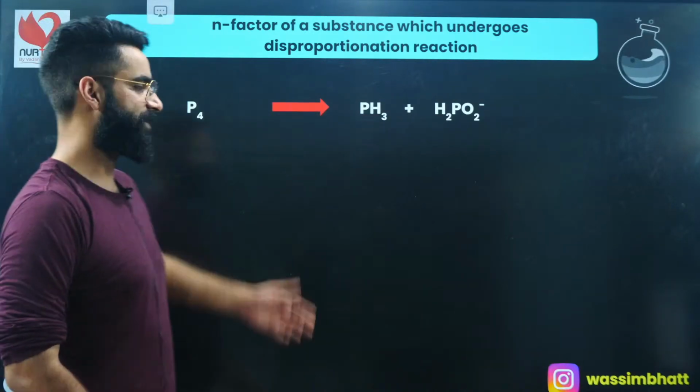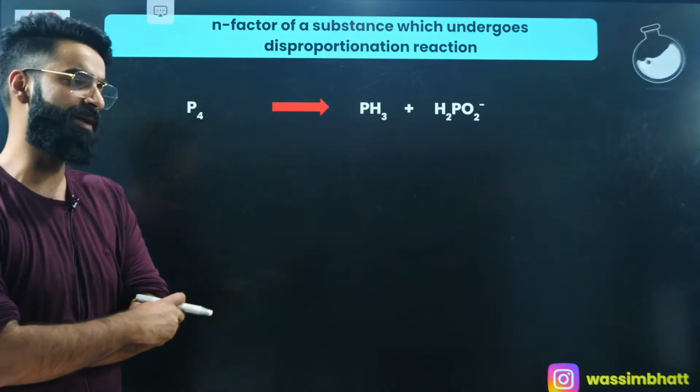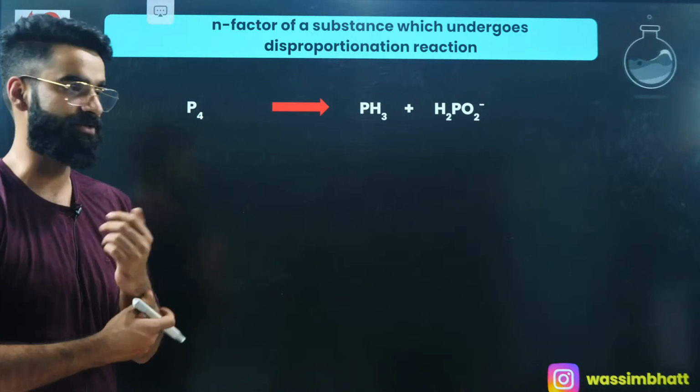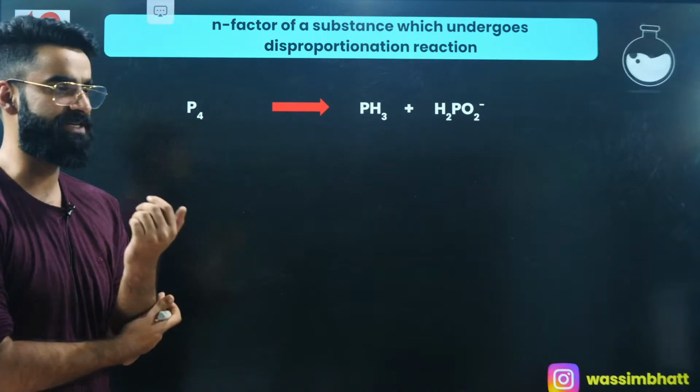Okay, this is one more reaction, guys, right? This is one more example of the disproportionation reaction.